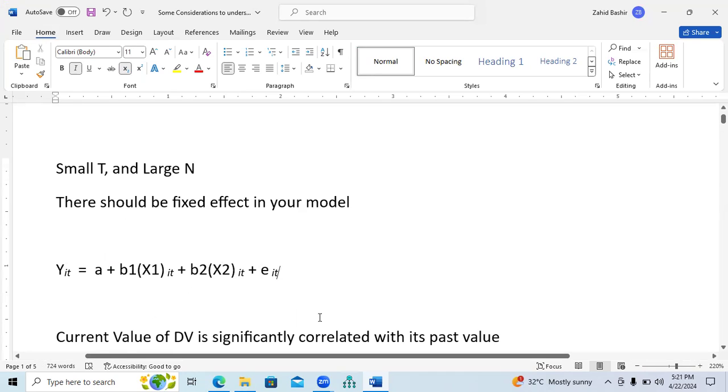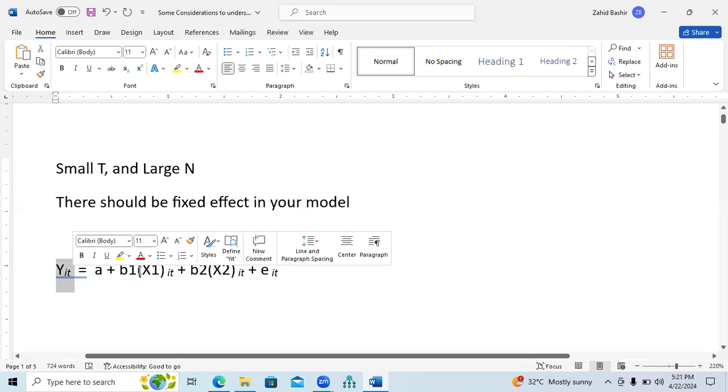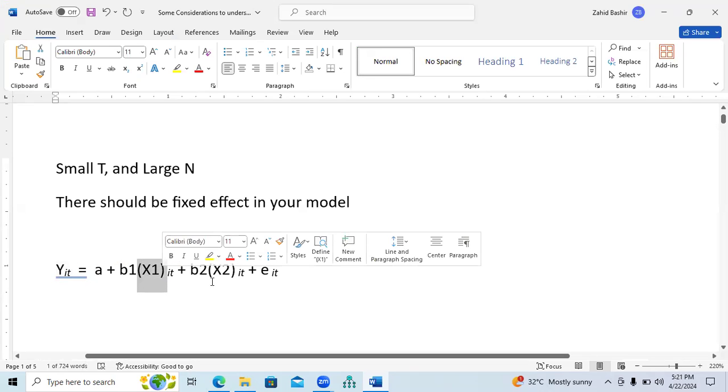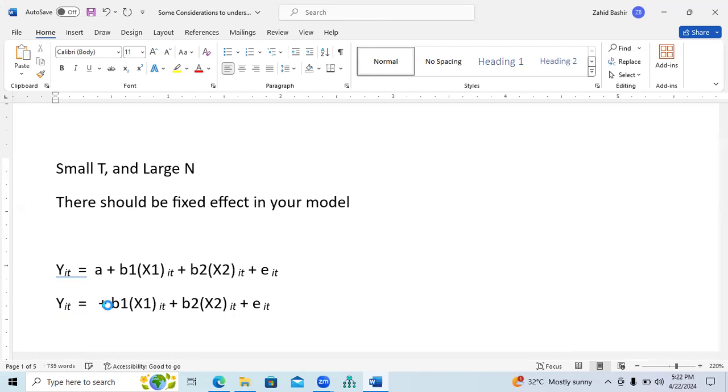So what is the difference between simple panel data model and dynamic panel data model? In a dynamic panel data model, your dependent variable is not only influenced by the independent variables like x1 and x2, it is also influenced by its own previous value. So let me show you another model which would become the dynamic panel data model.